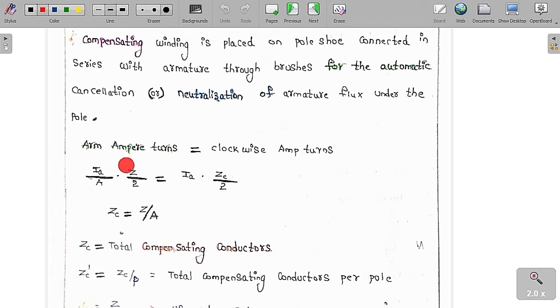So armature ampere turns is equal to clockwise ampere turns, which is equal to Ia by A into Z by 2, is equal to Ia into Zc by 2. So Zc is equal to Z by A. Therefore Zc is the total compensating conductors, and Zc dash is equal to Zc by P, which is total compensating conductors per pole.